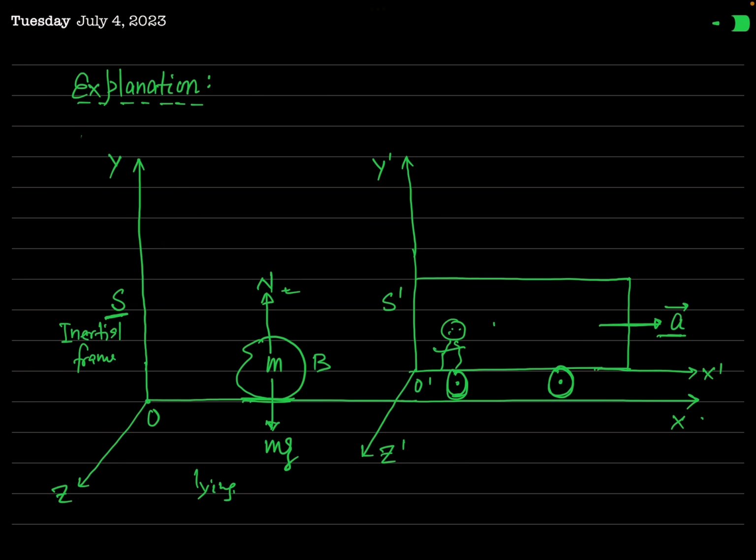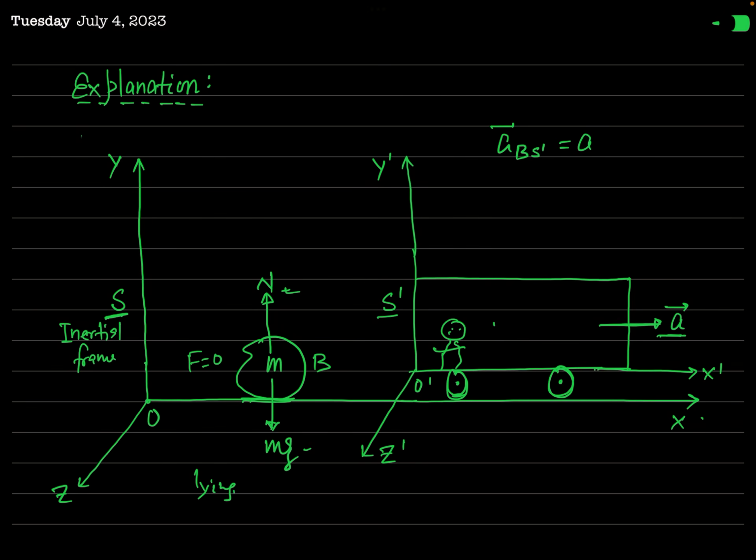Now again we consider the same body B, and on body B there are two forces acting, mg and N, and the resultant force on it is 0. You have already seen this. Now let us calculate the acceleration of this body B, which is actually a force free body, with respect to this frame S dash. You have to calculate it. So let us see this figure.